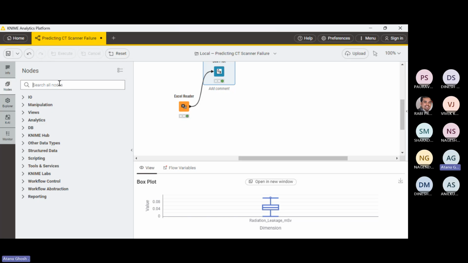Any idea how we are going to do that? Can we do any visualization to find out whether the data is imbalanced or not? Yes, pie chart, absolutely right. We can do a pie chart.